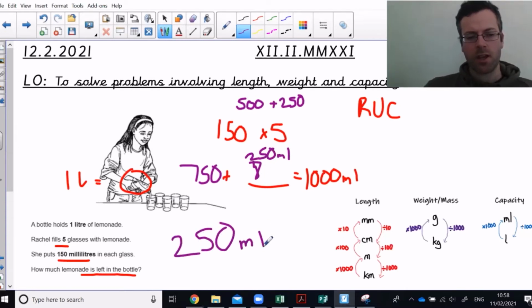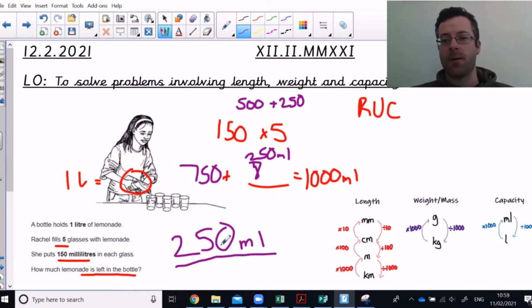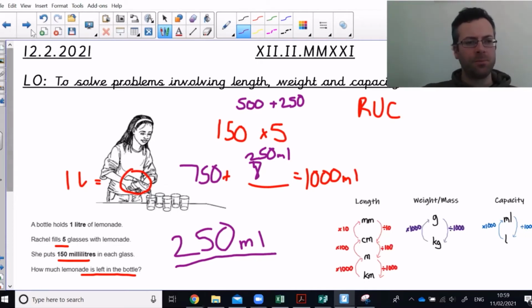Then I'm just going to check that. So which was 5 times that. Yeah, so 5 is that. I'm happy with that. How much lemonade is left? 250 to 1,000. I am fairly confident that that is the correct answer.